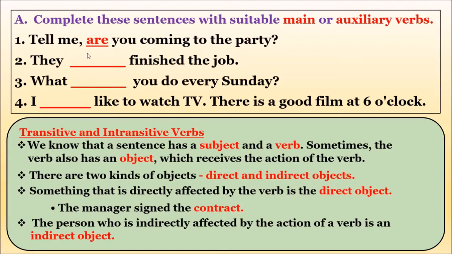Now write the answer, children. H-A-V-E, have. Third one, dash, what dash you do every Sunday? Here a person is asking another person, a conversation between two persons, right? What do you do every Sunday? Answer is D-O, do. Fourth one, I dash like to watch TV. There is a good film at 6 o'clock. I dash means I would. Here you are expressing your possibility, right? I would like to watch TV. There is a good film at 6 o'clock.